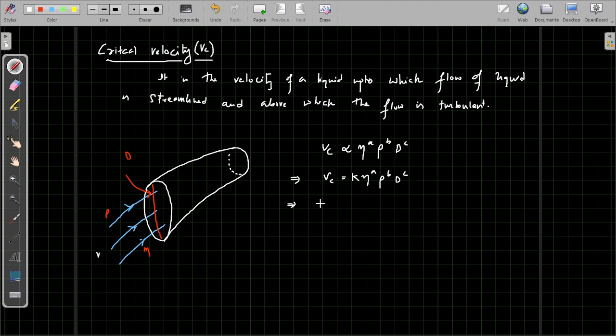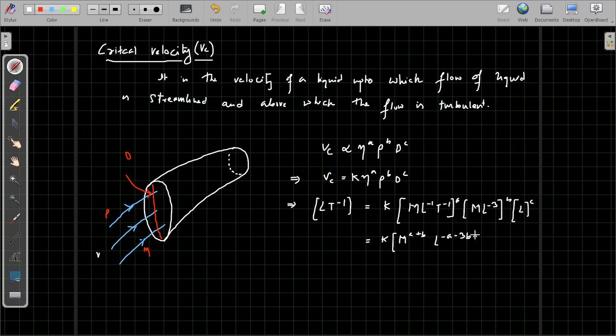The dimension of velocity, as we know, is L T to the power minus 1, and here K. The dimension of eta is M L to the power minus 1 T to the power minus 1, to the power A, and density is M L to the power minus 3, to the power B, and diameter is simply L to the power C. Now we can bring all the fundamental quantities' powers together. We get K, M to the power A plus B, L to the power minus A minus 3B plus C, and T to the power minus A. This side is L T to the power minus 1.